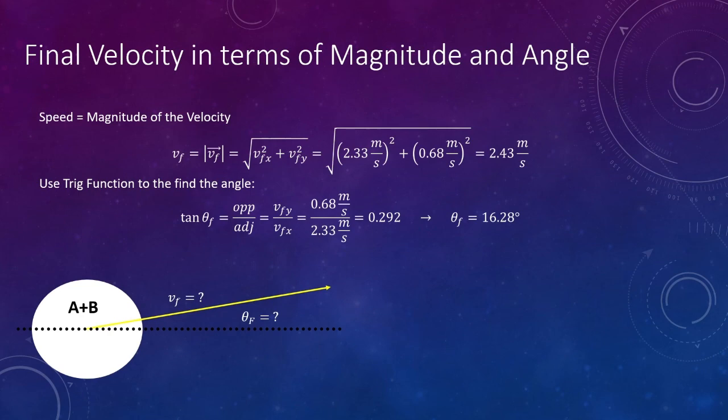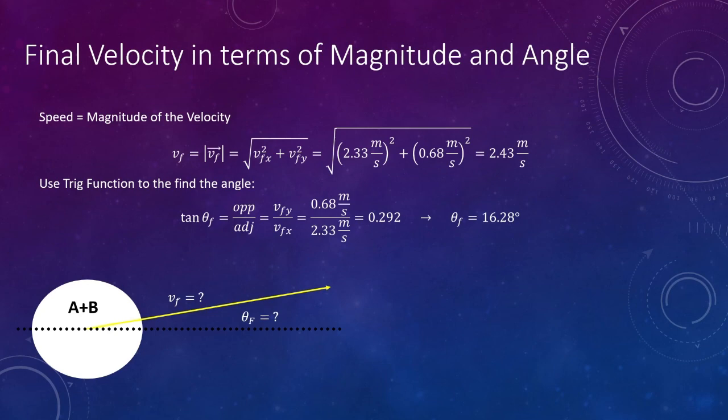And we can employ some trig to get the angle. You can use sine, cosine, or tangent, it doesn't really matter. You'll get the same angle either way. If I use tangent, tangent is always opposite over adjacent. And so if I do the angle with respect to the horizontal, that would be the final velocity in y over the final velocity in x. And if you do the inverse tangent function, you'll end up with 16.28 degrees or thereabouts.